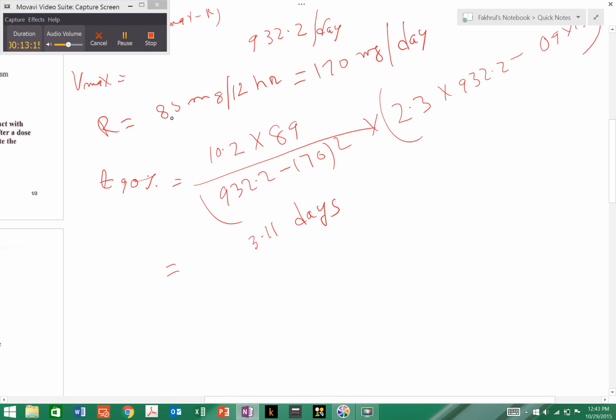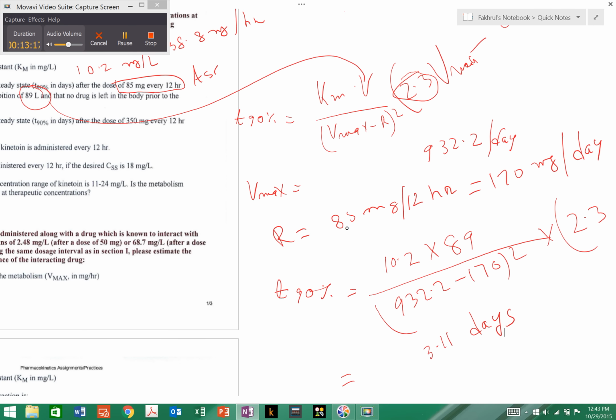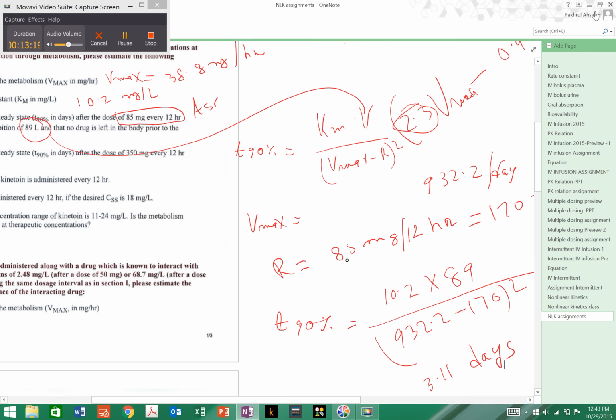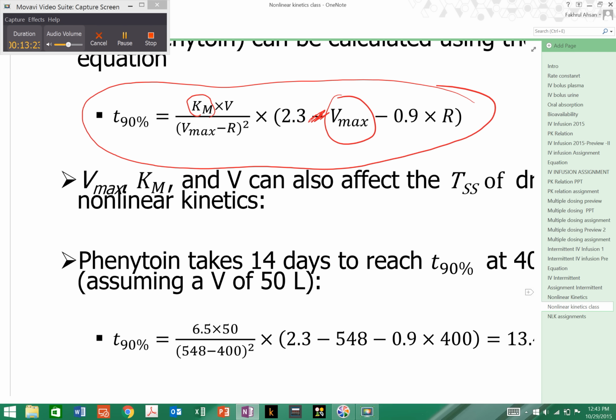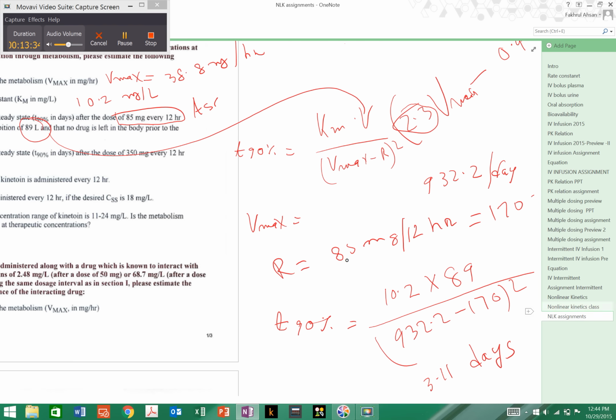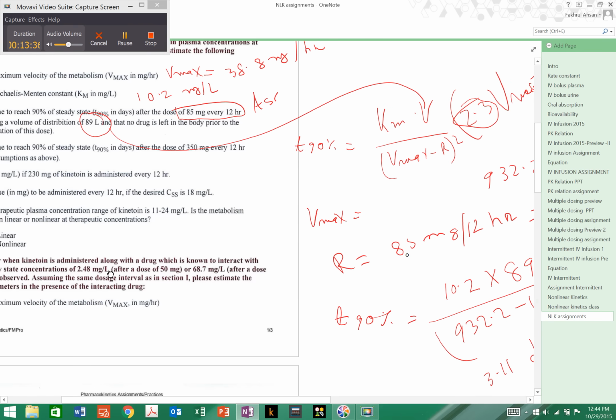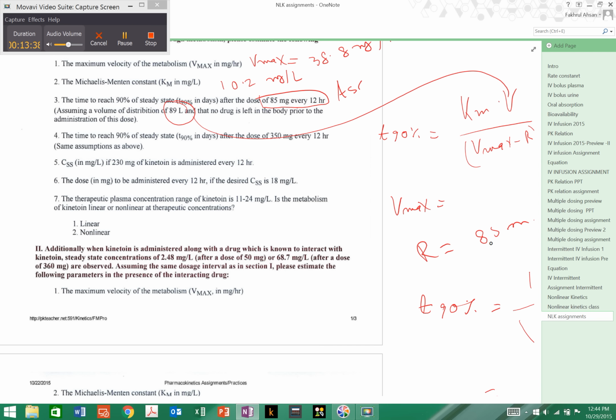So again, let me go back to my note. This is an error. I will take care of it. Otherwise everything looks good. This is an error too. So this is how you calculate T90% using your Vmax and Km.